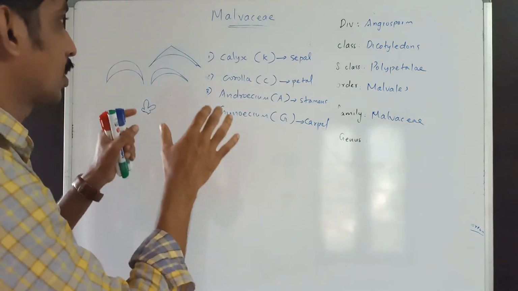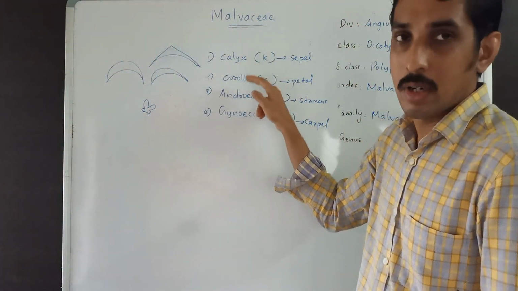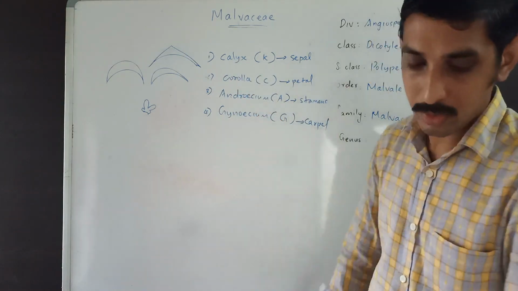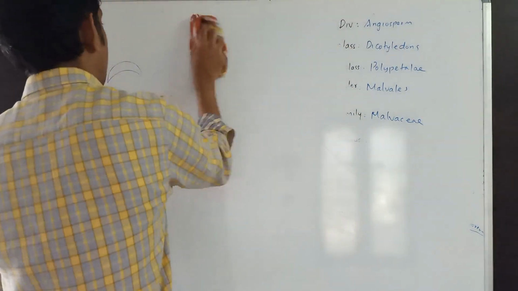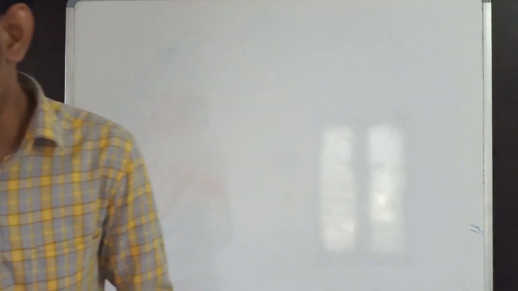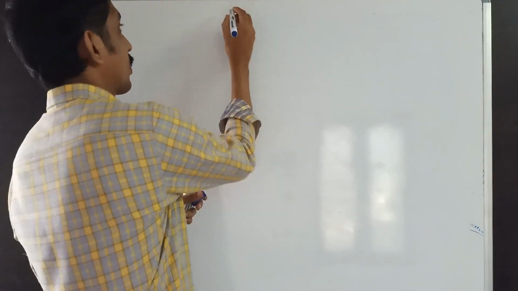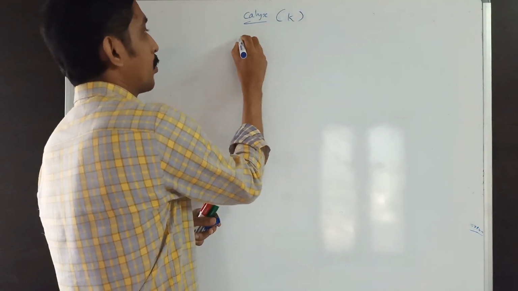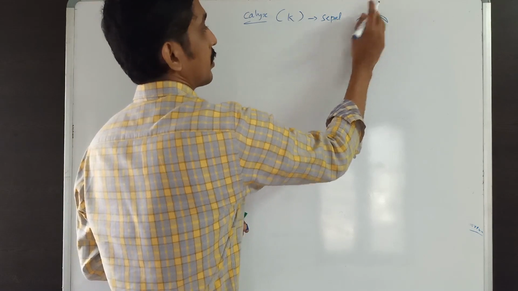Okay, that is about the flower. Next we need to study the different parts, that is calyx, corolla, androecium and gynoecium, in detail. Let us move into that topic. First one is called calyx, represented as K. Basic unit, sepal, represented like this.